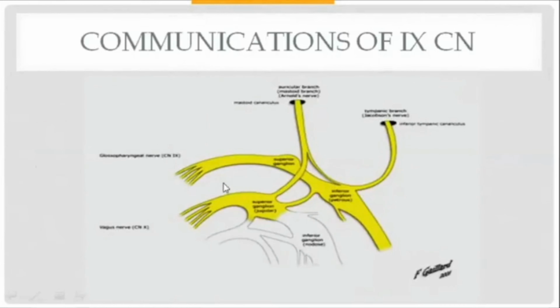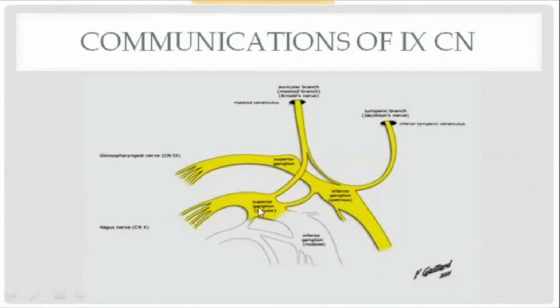Communications of the 9th nerve. Here you can see is this glossopharyngeal nerve. This is the vagus nerve. Both of them emerge out from the jugular foramen. It has superior ganglion and inferior ganglion, right? From the inferior ganglion, this was the tympanic branch, the Jacobson's nerve, right? Entering into the tympanic canaliculus. You know that. Then there was a mastoid canaliculus through which Arnold's nerve passes. Arnold's nerve was from the superior ganglion of the vagus, through this mastoid canaliculus, and emerges out through the tympanomastoid fissure. Now, this Arnold's nerve also has a communication from the inferior ganglion of glossopharyngeal. This is one communication you need to know.